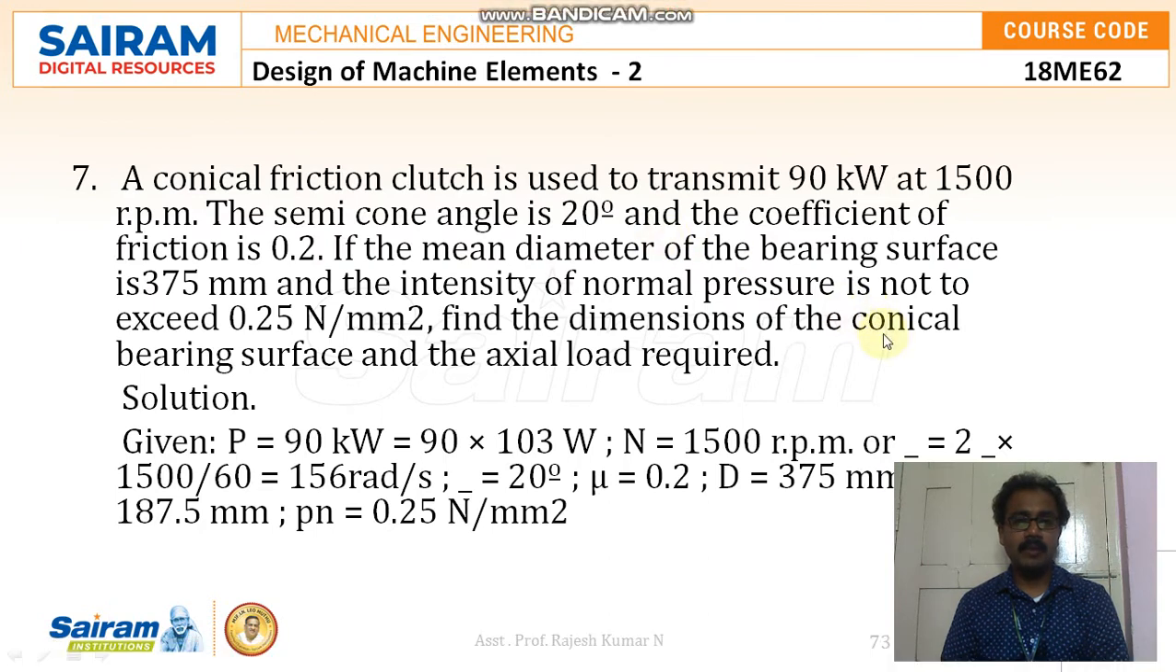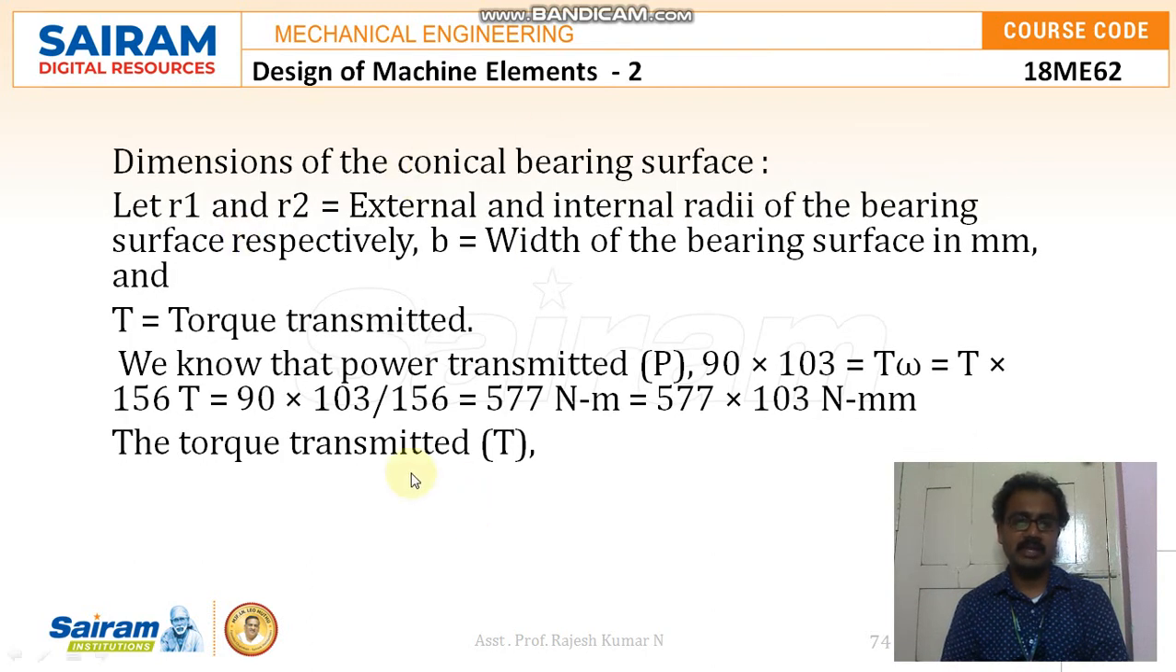Moving to the last problem: a conical friction clutch is used to transmit 90 kilowatts at 1500 rpm. The semicone angle is 20 degree and the coefficient of friction is 0.2. If the mean diameter of the bearing surface is 375 mm and the intensity of normal pressure is not to exceed 0.25 Newton per mm square, find the dimensions of the conical bearing surface and the axial force required. Given data: power 90 kilowatts, speed 1500 rpm, coefficient of friction 0.2, angle 20 degree, diameter 375, and pressure 0.25 Newton per mm square. It is very similar to the previous problem.